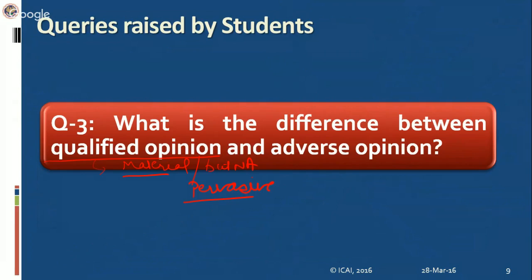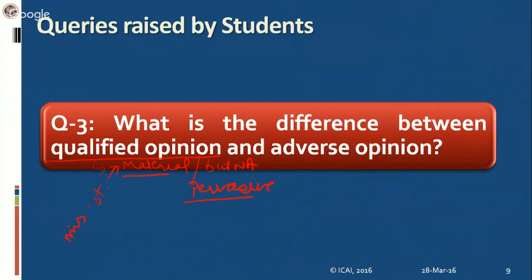Pervasive, the word pervasive means spread. Misstatements are not spread across the financial statements. Students, this would mean that misstatements would not spread across the financial statements.